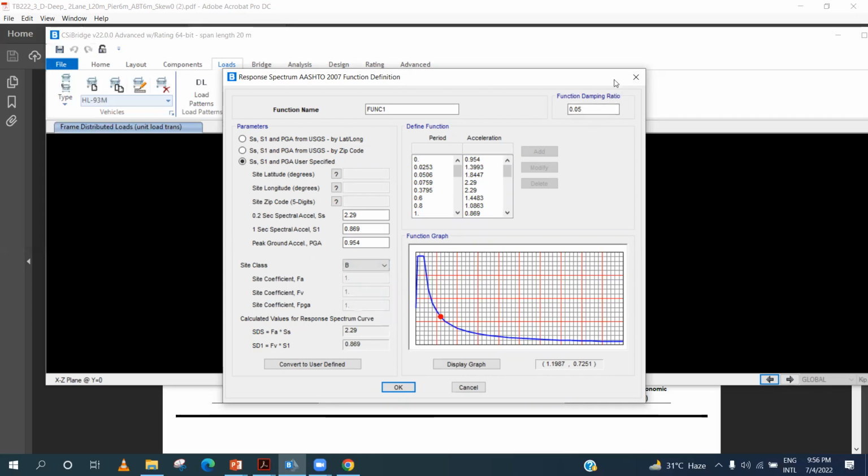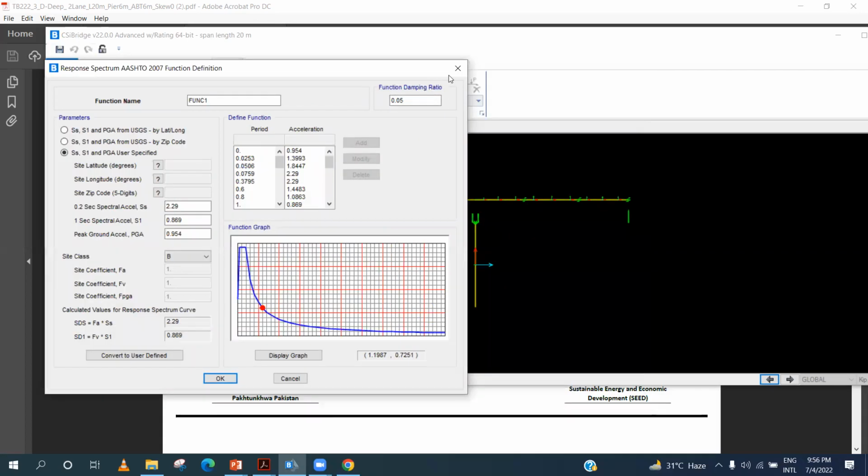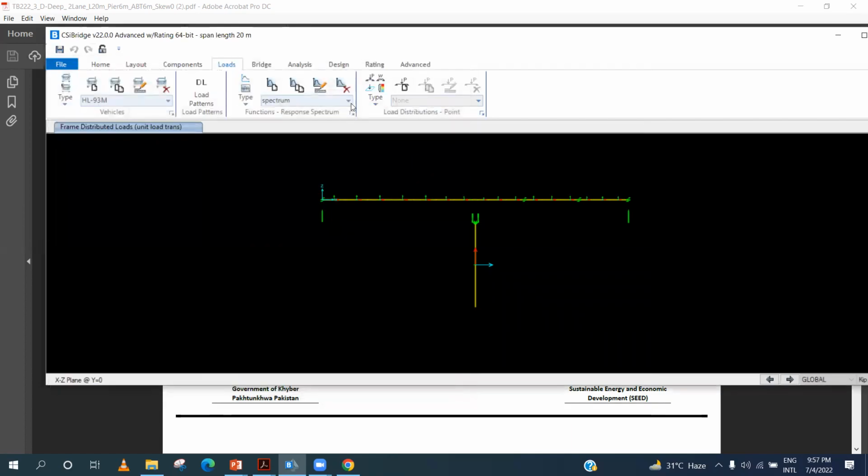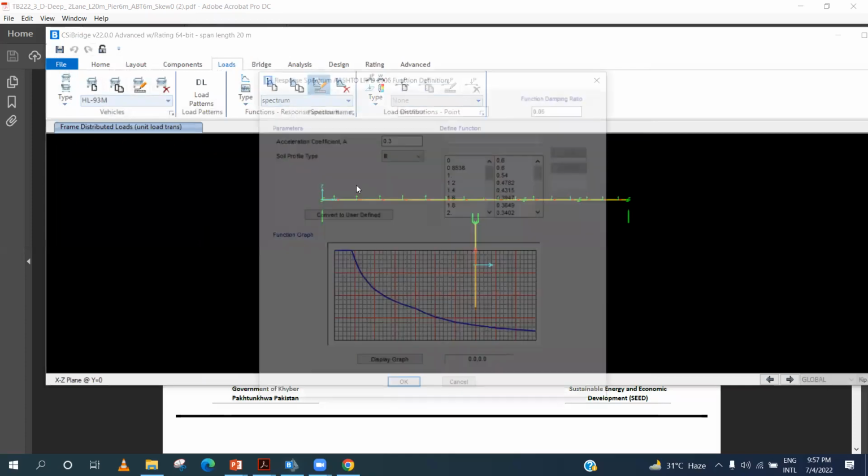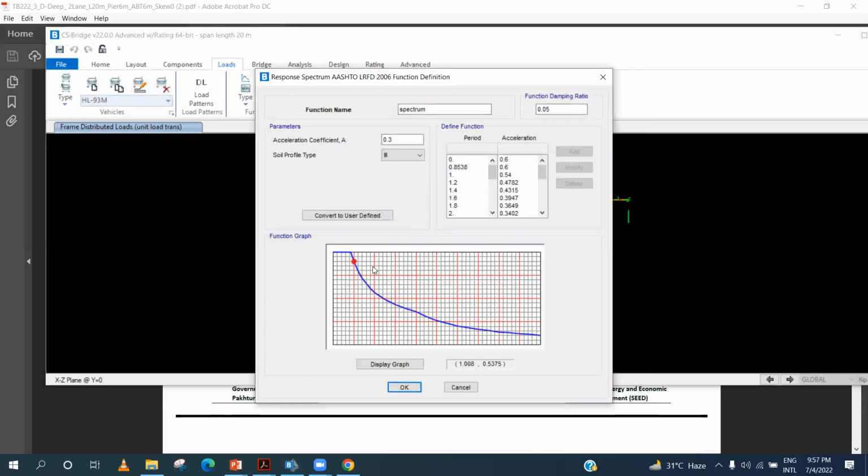But the thing is that if you are using software, the definition of the response spectrum is not very difficult, whether you are using the previous version of AASHTO or the latest version. It is not very tedious. You can take these values from the code based on your specific site, and it will automatically create a response spectrum for you, just like it did for us. So this is the response spectrum for our specific site.